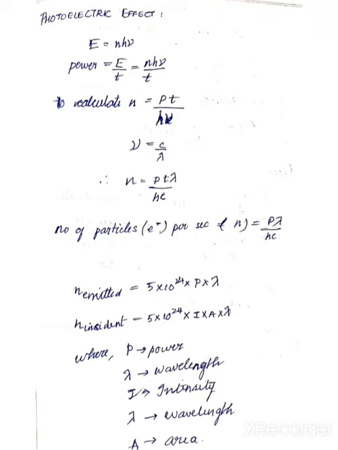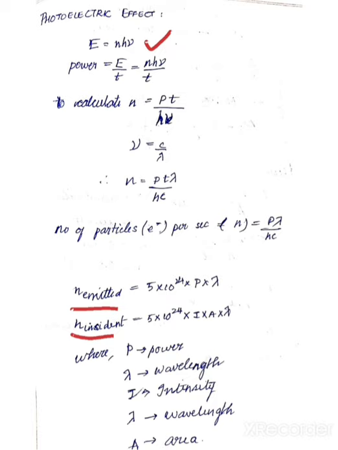Good day all. Now let us learn a small trick which is used to find the number of electrons emitted or number of incident electrons during photoelectric emission. To begin with, we all know that the total energy is given by E is equal to N h nu, where N is the number of particles, right?